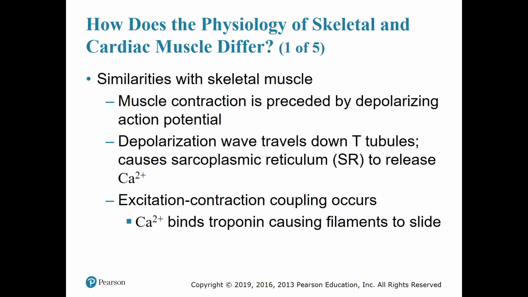How does the physiology of skeletal and cardiac muscle differ? A similarity with skeletal muscle is that contraction is preceded by a depolarizing action potential, so that's the nerve impulse. The depolarization wave travels down the T tubules, which causes the sarcoplasmic reticulum to release calcium. Then excitation-contraction coupling occurs, where the calcium binds to troponin, causing the filaments to slide.